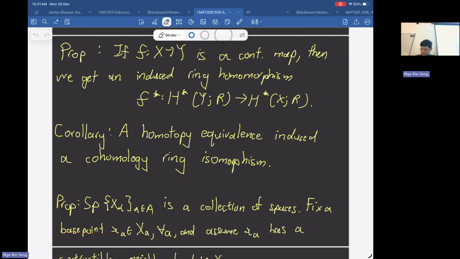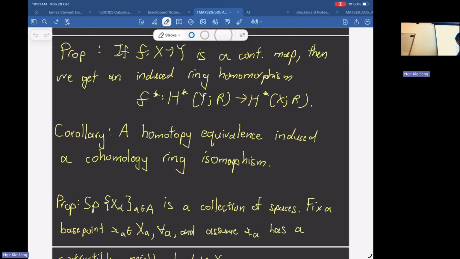Should we find the proof somewhere or just do it? Okay. So once you have these, you can show that a homotopy equivalence induces a cohomology ring isomorphism. This is very important. We're going to use this to show that something is not homotopy equivalent. The ring structure is different.